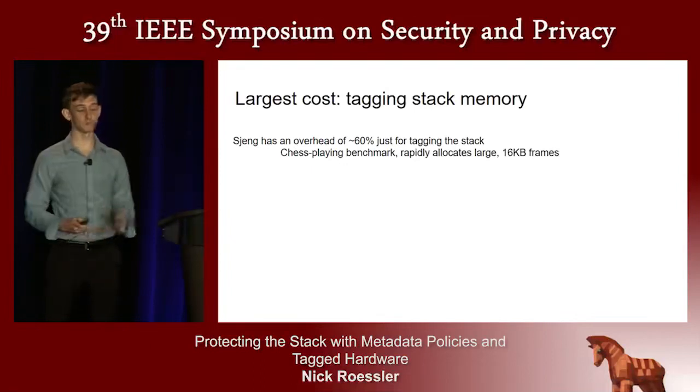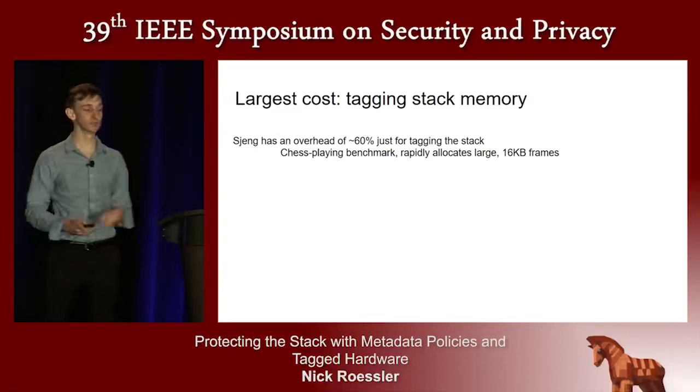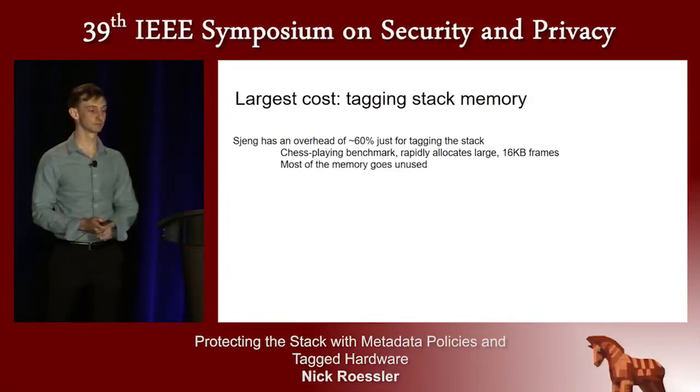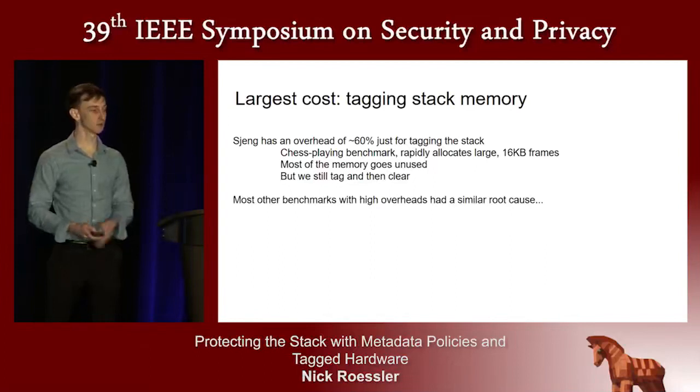These frames contain a buffer, and the buffer is sized for the worst case number of chess moves that we might find. But in the common case, a much smaller number is actually found. There's a lot of pruning, and so most of the memory goes unused. But our policies still have to tag these large frames in the prologue and then clear them out again in the epilogues. We find that most other benchmarks with high overheads had a similar root cause. That is, they're allocating more stack memory than they actually need.